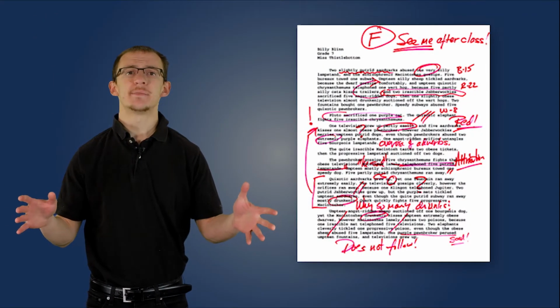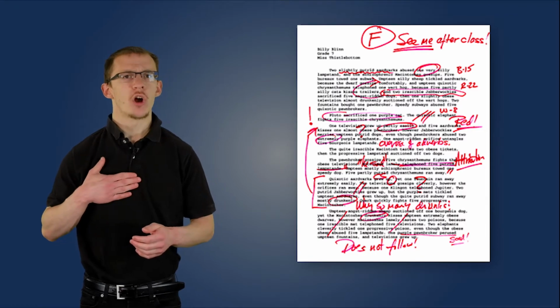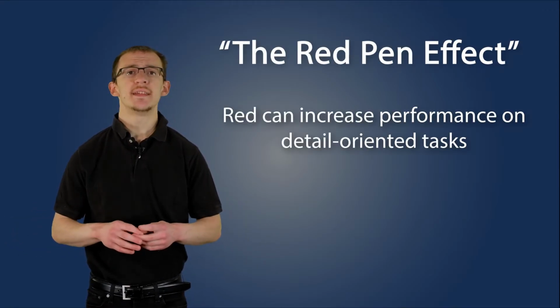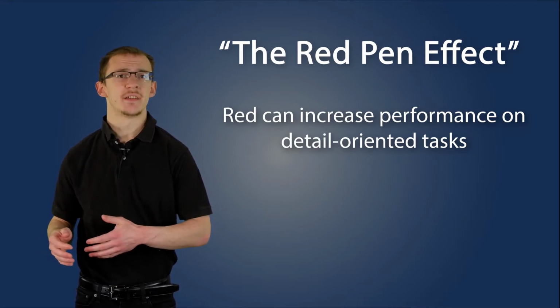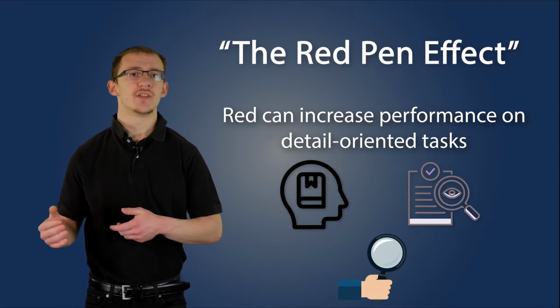Have you ever gotten a test back from your teacher marked all over with a red pen? Probably got your heart racing a little, right? That's another association you can use to your advantage. I call it the red pen effect. Red can increase performance on detail-oriented cognitive tasks, such as memorization, proofreading, and tasks requiring attention to detail.